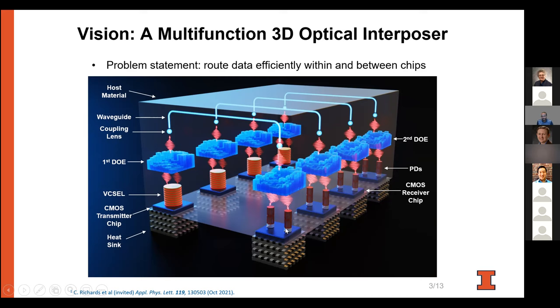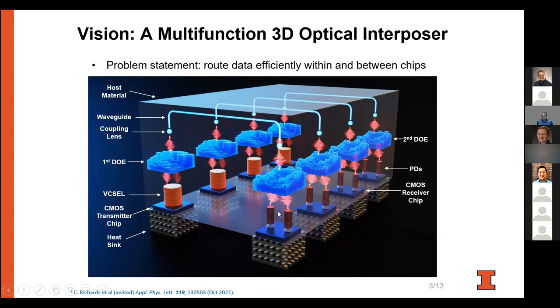The way that we're going to do this is we're going to develop this three-dimensional optical interposer. Because we're able to write three-dimensional structures inside the volume of a silicon wafer, we're able to make diffractive optical elements. We can also make coupling lenses and waveguides to send the light with low loss from one part of the chip to the other. We can make receiver diffractive optical elements that can do things like signal routing and signal splitting, so we can make copies of the signals that we're sending and distribute them to different parts of the receiver chip.